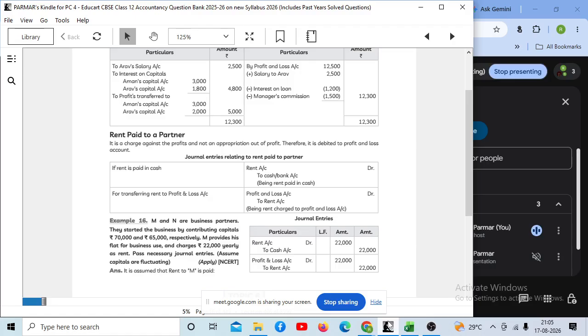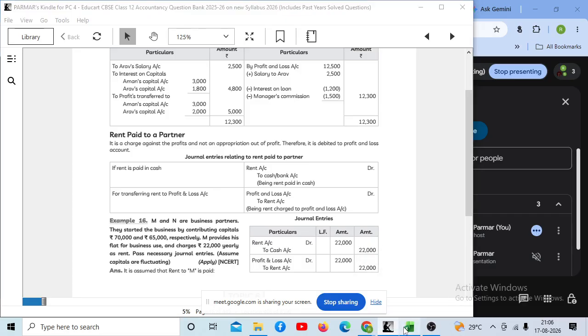Let me read it once again. M and N are business partners. They started the business by contributing capitals of rupees 70,000 and 65,000 respectively. M provides his flat for business use and charges 22,000 yearly as rent. Pass necessary journal entries. Assume capitals are fluctuating.